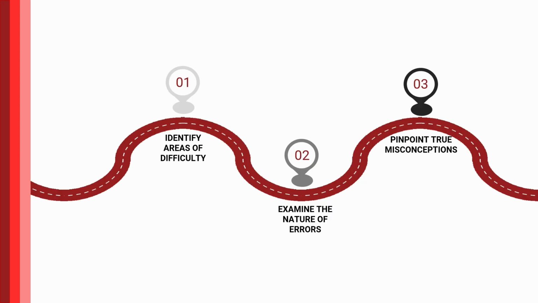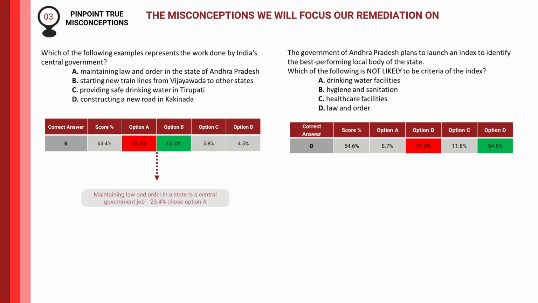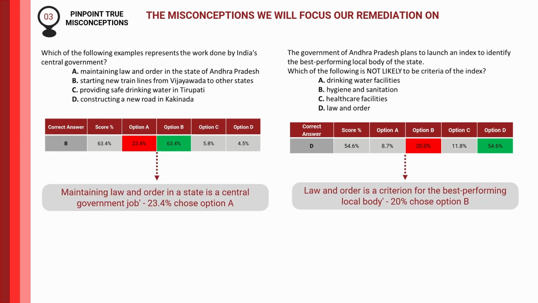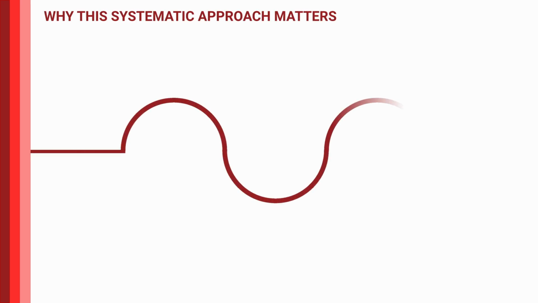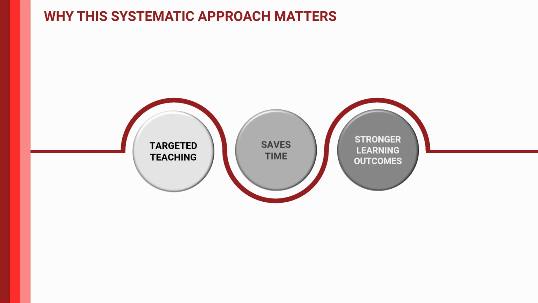After applying these 4 filters in step 2, we are left with the questions that give us real, actionable insights. From this grade 5 EVS paper, 2 clear misconceptions emerge. And as we just saw in the above examples, both happen to point to the same conceptual gap. Why does this systematic approach matter? When 2 questions point to the same misconception like this, one focused remediation can address both. This approach matters because instead of broadly reviewing every difficult question, it lets us target specific misconceptions, save valuable class time, and make remediation far more effective.